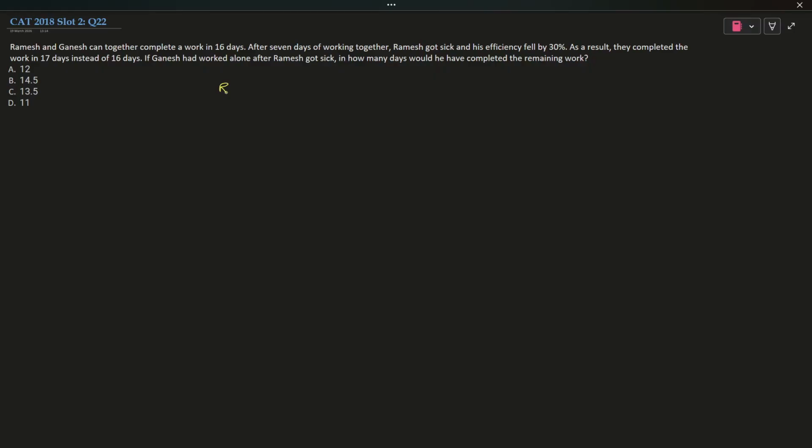Let's say Ramesh's initial efficiency is 10x units per day. That means each day Ramesh used to do 10 units of work, and for Ganesh I will take y units of work per day. This is the initial, and the final efficiency is 7x units per day. Now they both can complete the work in 16 days, so (10x plus y) into 16 is the total work completed by both of them.